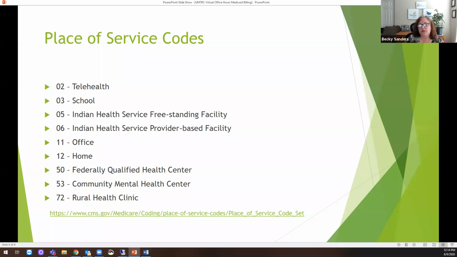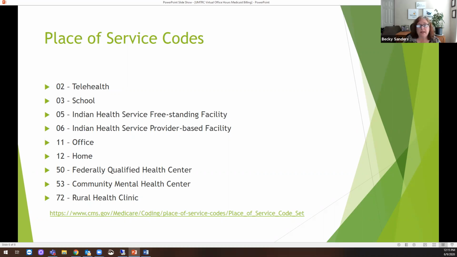All right, so place of service codes. And again, I want to provide this information to you, but for your individual state Medicaid program, double check and see what they want you to do. For example, and we're not going to get into Medicare today, I'll refer you to previous recorded webinars on Medicare. But Medicare has changed the way that they want you to use the place of service codes.